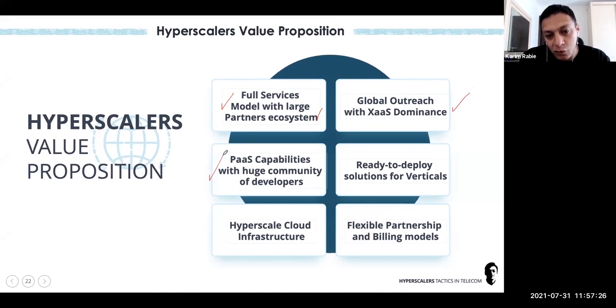The PaaS capabilities and the huge community of developers. And guys, it happened to me 3 weeks ago. I am a network guy coming from mobility, and I participated with 3 colleagues in a hackathon by AWS, and the target was to build an application on the edge for AWS and Verizon.